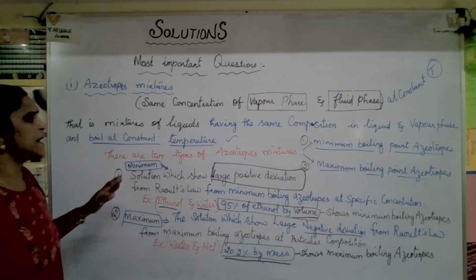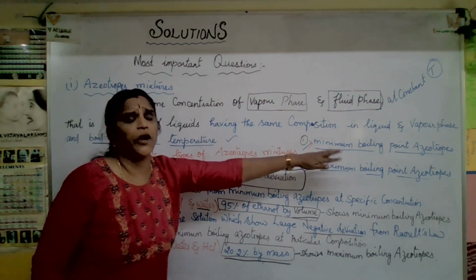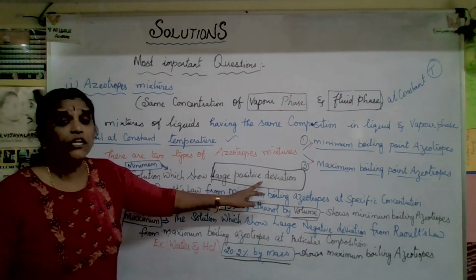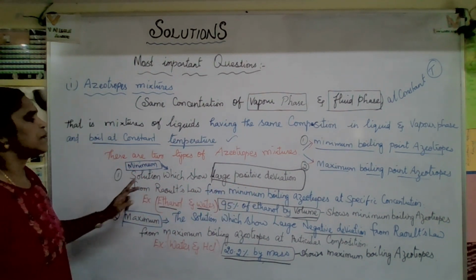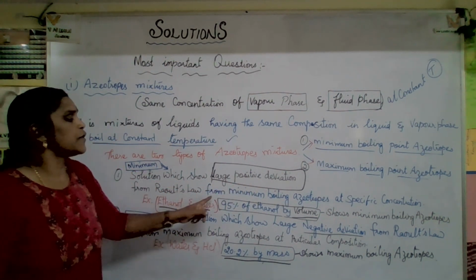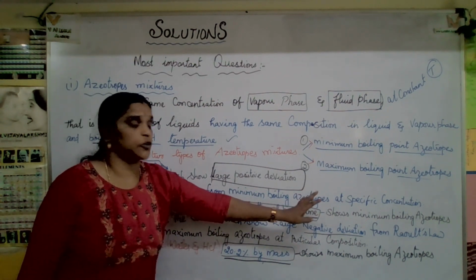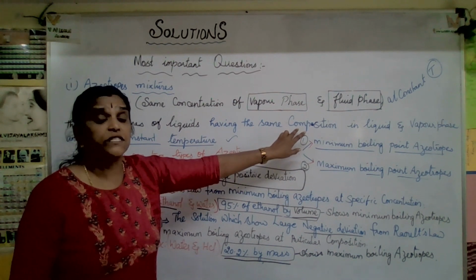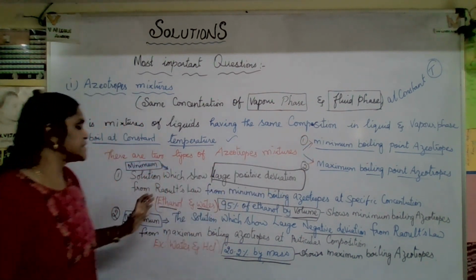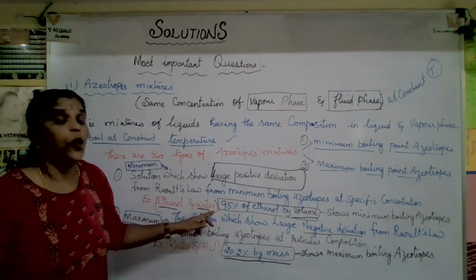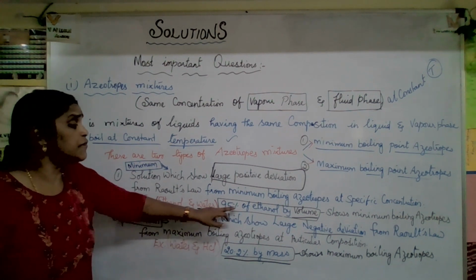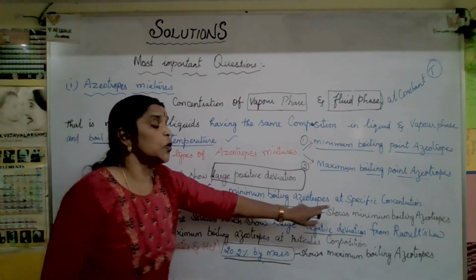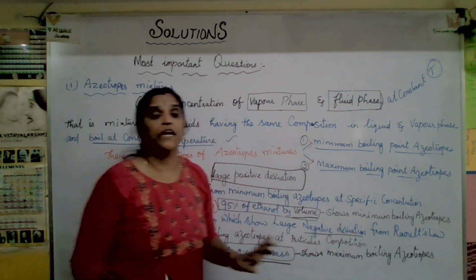Let us understand minimum boiling point Azeotropes. A solution which shows large positive deviation from Raoult's law forms a minimum boiling point Azeotrope at a specific concentration. So that same concentration it should be. For example, ethanol and water, with 95 percent of ethanol by volume, show a minimum boiling point Azeotrope.